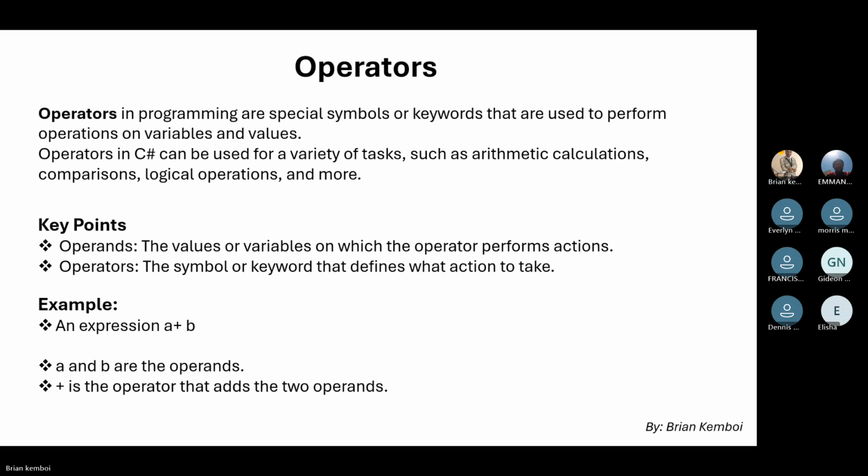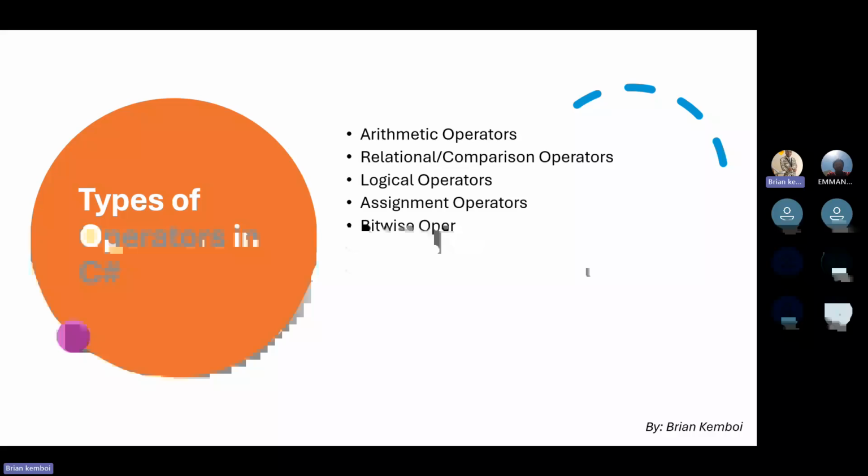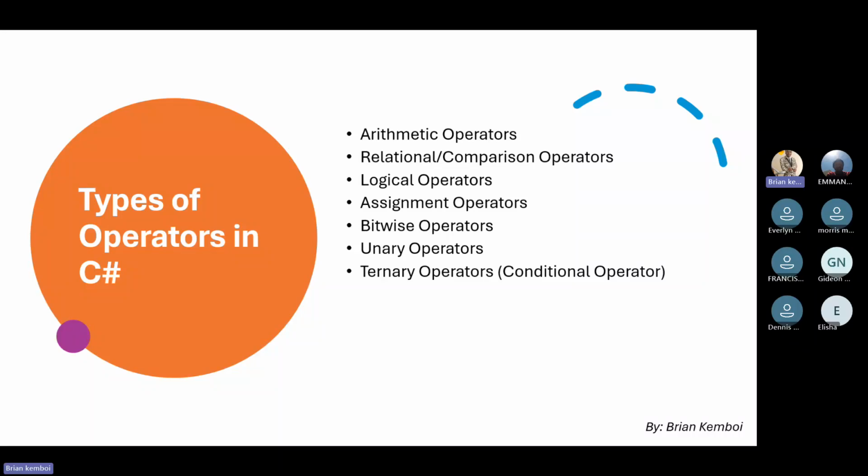We have several types of operators. We are going to try as much as possible to cover some of them. I know there are quite a lot, like arithmetic, addition, subtraction, all that, which is very simple. We'll talk about relational operators, logical operators, assignment operators, bitwise, unary operators, and ternary operators.